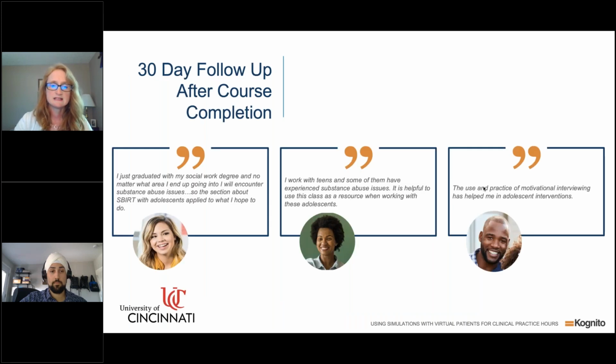Then we followed up 30 days later, and so these are just some of the things I wanted to share. One student shared, I just graduated with my social work degree, and no matter what area I end up going into, I will encounter substance use issues, so the section about SBIRT with adolescents applied to what I hope to do. Another student said, I work with teens and some of them have experienced substance abuse issues. It is helpful to use this class as a resource when working with these adolescents. Another student said, the use and practice of motivational interviewing has helped me in adolescent interventions. So this was just some of the feedback that we got from students on this module. Next slide, please.